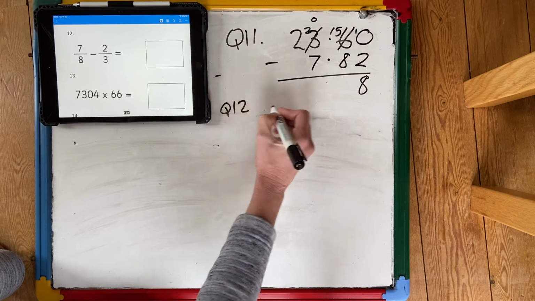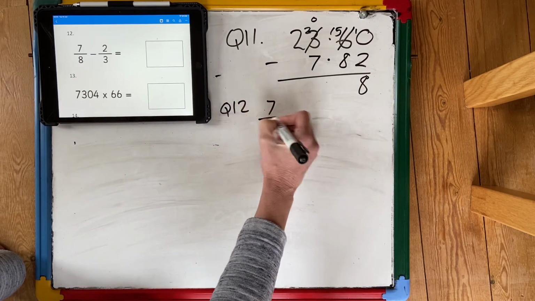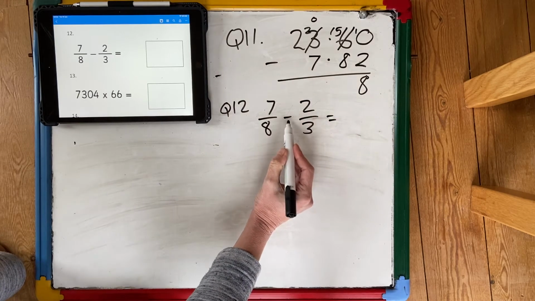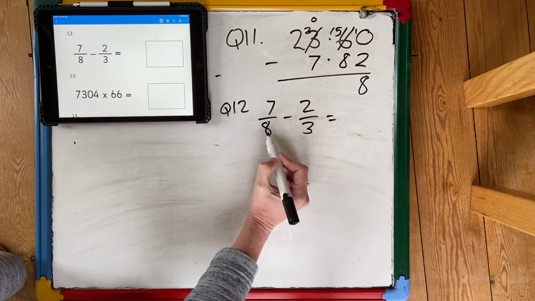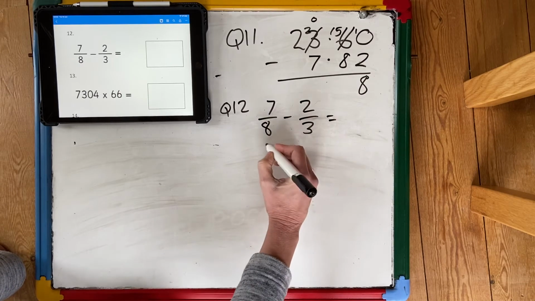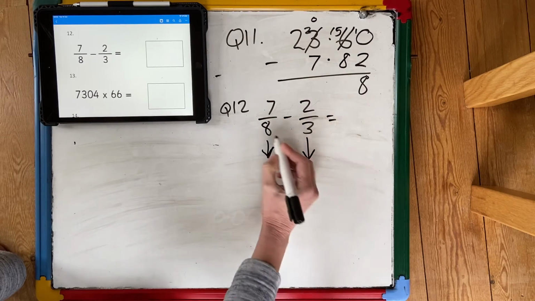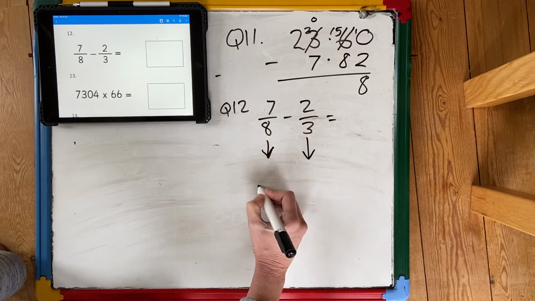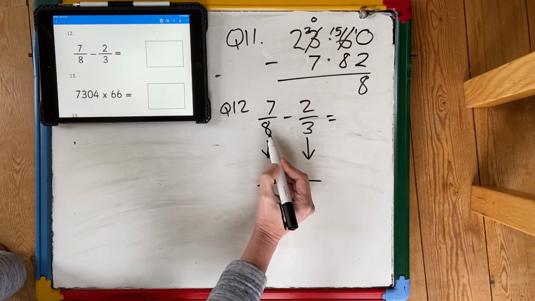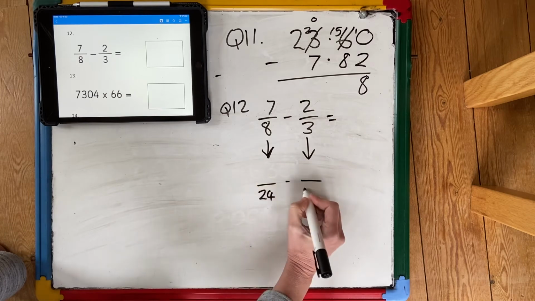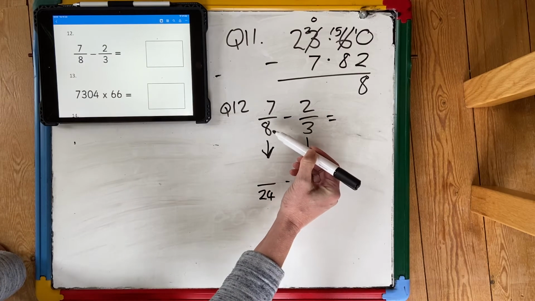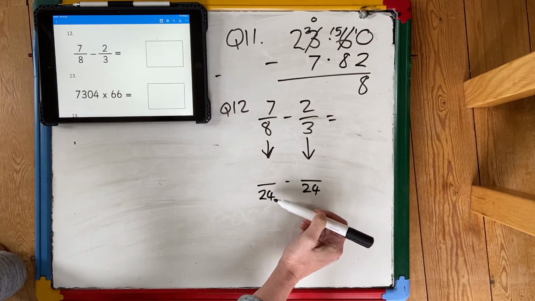Question 12, 7/8 subtract 2/3. When you're adding or subtracting fractions, you have to make sure the denominators are the same. Here, the denominators aren't the same, so you need to make sure that they are. So, what is the common factor here? What can our denominators be? Well, I know that 8 times 3 is 24, so I'm going to make the denominators 24/24.